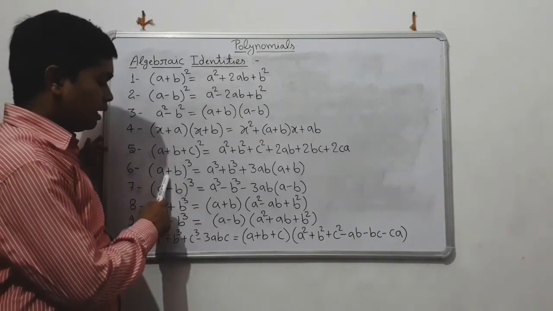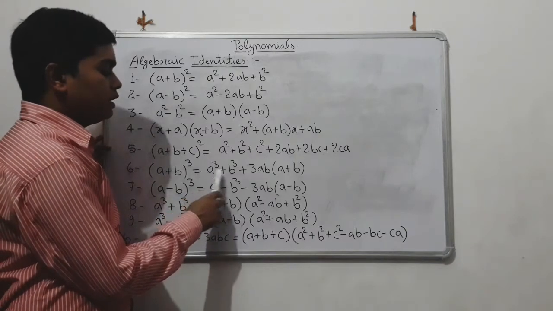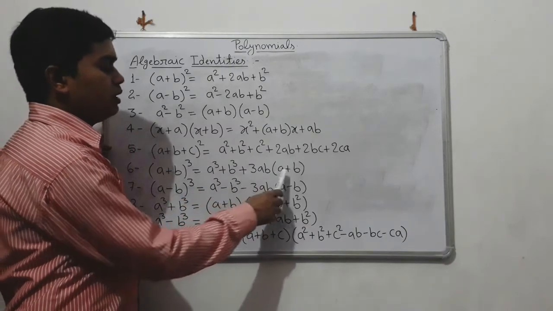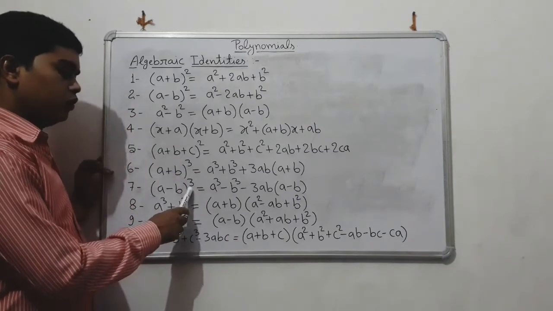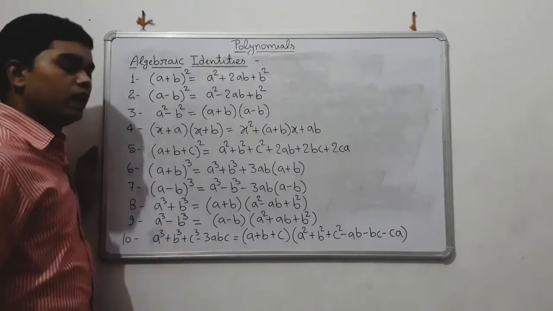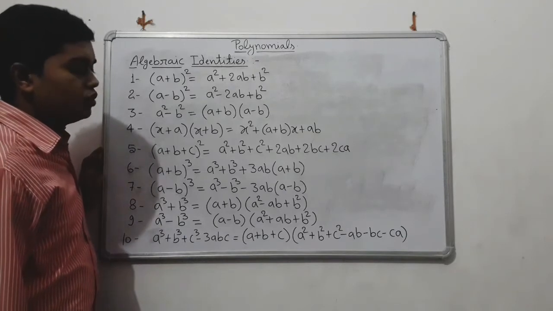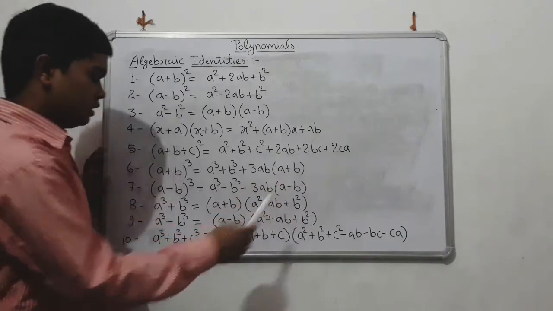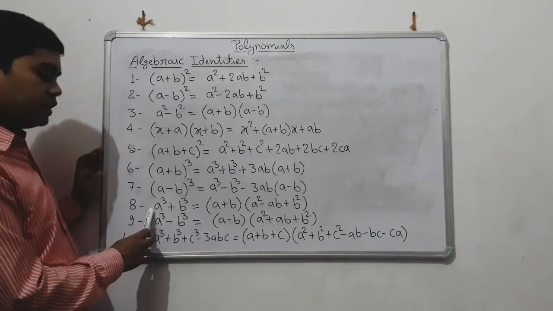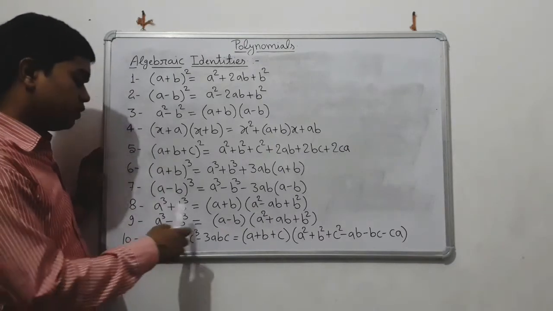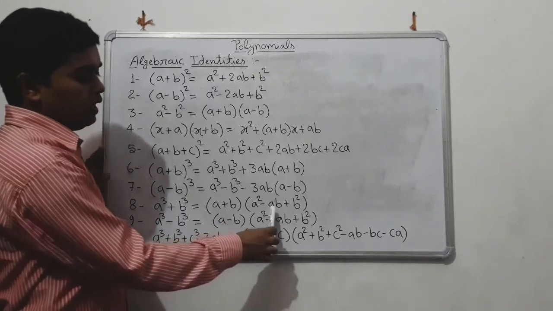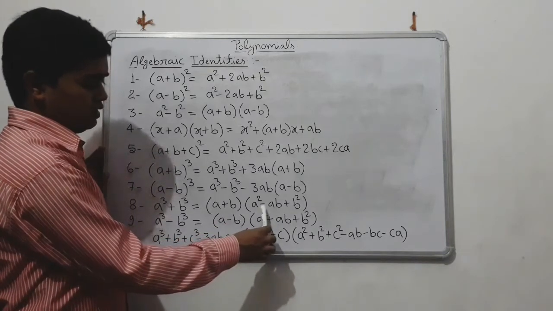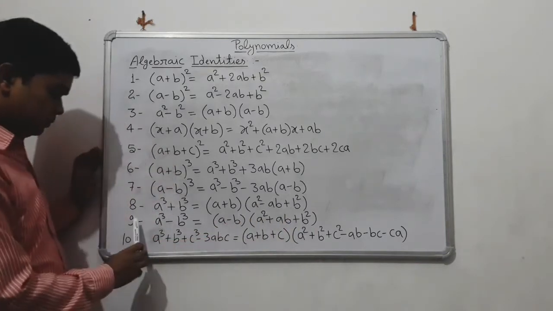Children, the formula for (a plus b) whole cube will be a cube plus b cube plus 3ab in bracket (a plus b), and here (a minus b) whole cube is equal to a cube minus b cube minus 3ab in bracket (a minus b), and a cube plus b cube. What is the formula of a cube plus b cube? In first bracket (a plus b) and in second bracket (a square minus ab plus b square).